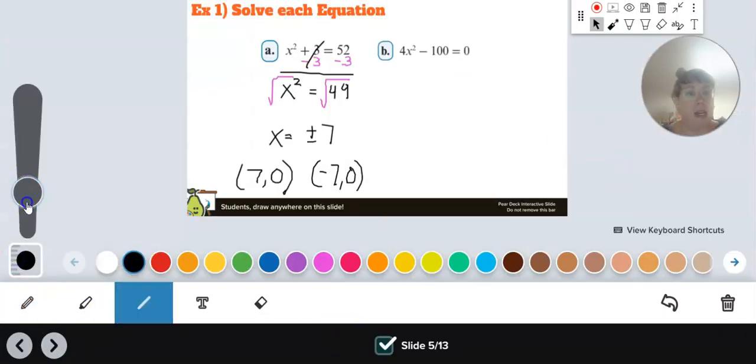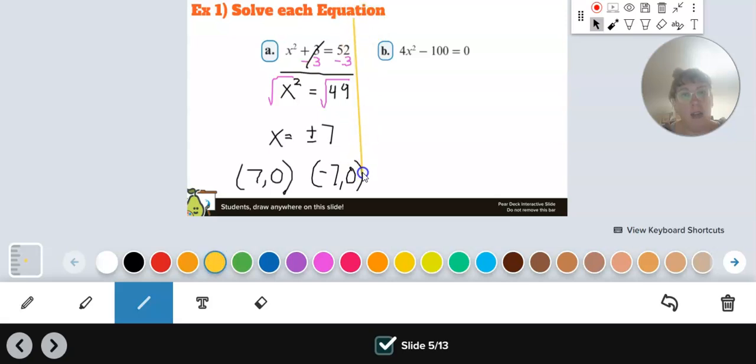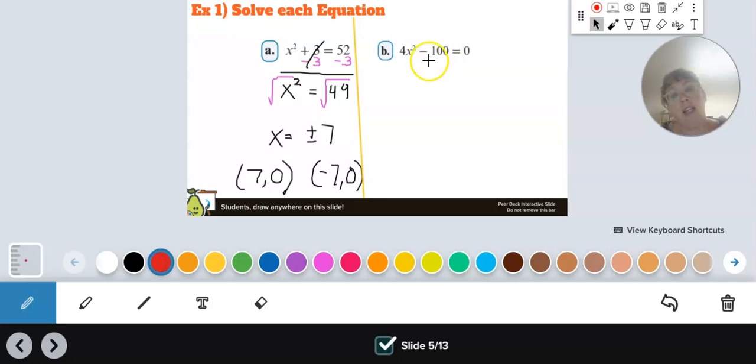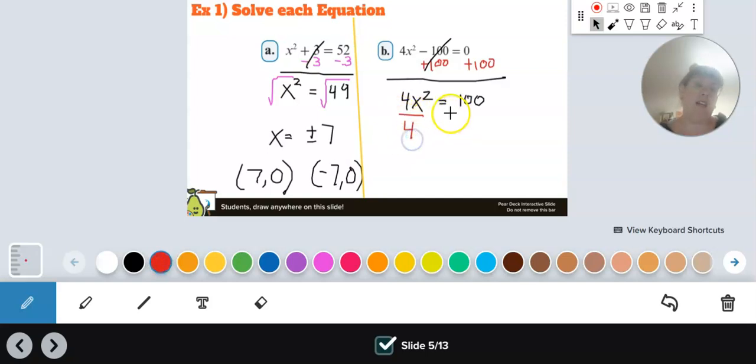Let's look at part B. I'm going to draw a little line down the middle. The first thing that we can do is get rid of this -100. We can add 100 to both sides. We want to start to get x alone. That's our goal when we're solving for x. So then we have 4x squared equals; -100 plus 100 cancel, and 0 plus 100 is 100. Then we can divide both sides by 4, and we get x squared equals 100 divided by 4, which is 25.